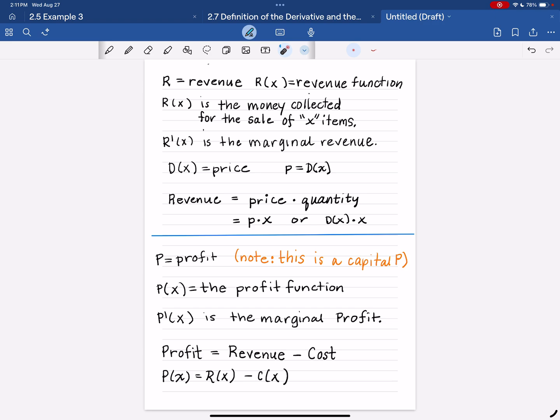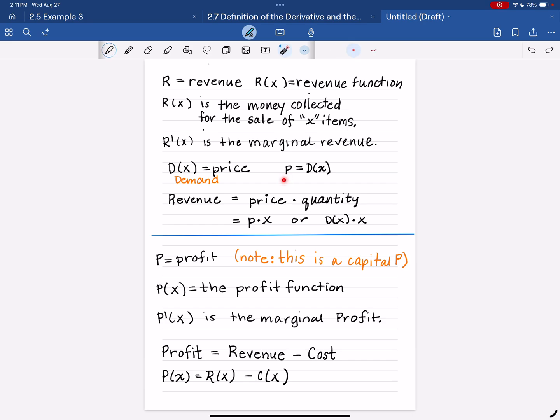Now, along with revenue, you'll sometimes see D of X, and the D stands for demand. Now, demand is always based on the price of something. If something is priced too high, the demand is going to be limited. But if something is priced low, your demand is going to be really high. And if something is priced just right, well, you're still going to be able to sell that item. So D of X and price are interchangeable. We say p equals D of X.